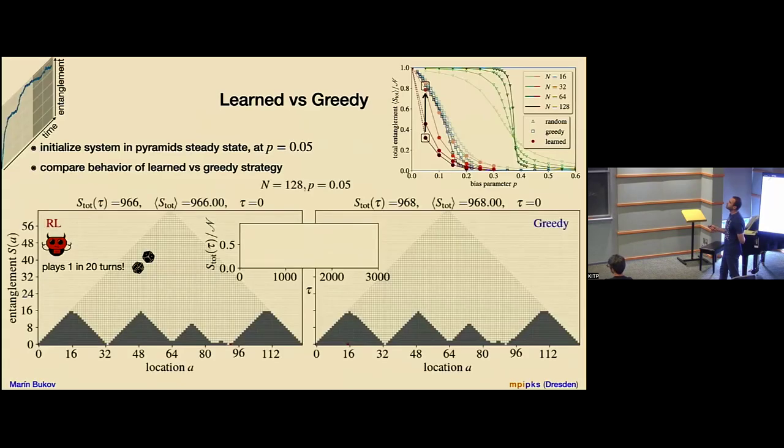And then I'm going to start, so this is the steady state. I'm going to start from the same steady state, but I'm going to give it to both the RL agent and the greedy agent. And I'm going to show you in a second how both of them are dealing with that state. And again, in the middle, what we see is the entanglement as a function of the circuit time. So let me tell you right away, this is going to go relatively quickly as a movie.